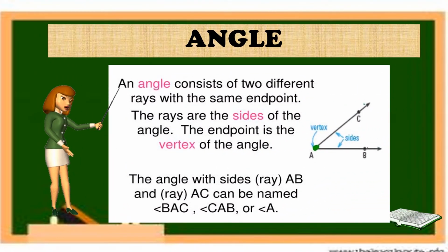An angle consists of two different rays with the same endpoint. The rays are the sides of the angle. The endpoint is the vertex of the angle. So we have angle CAB. The vertex is point A. The sides are ray AB and ray AC. Aside from calling it angle CAB, we can also make use of angle BAC, or we can make use of angle A.